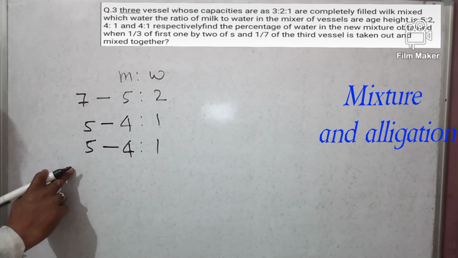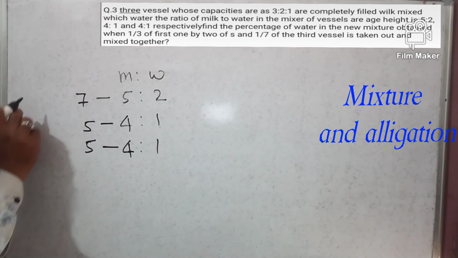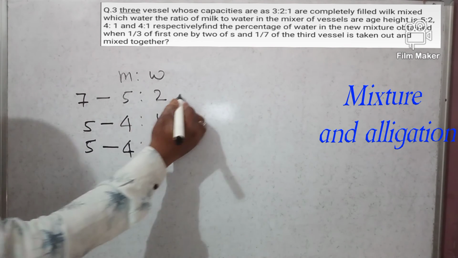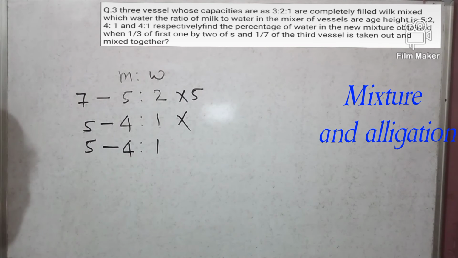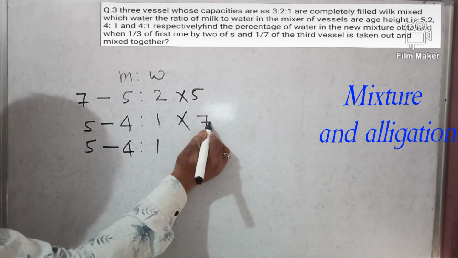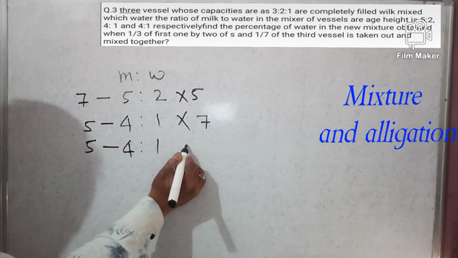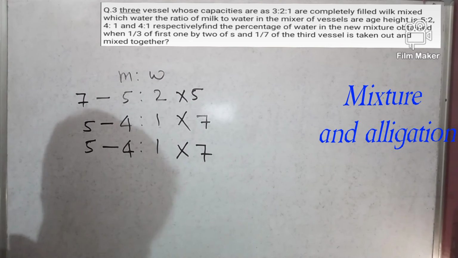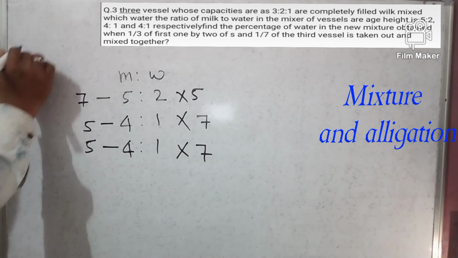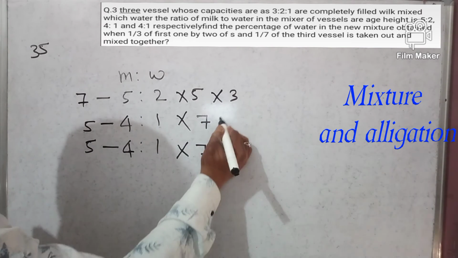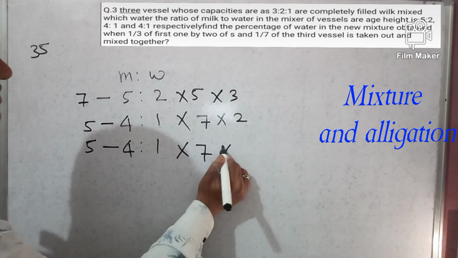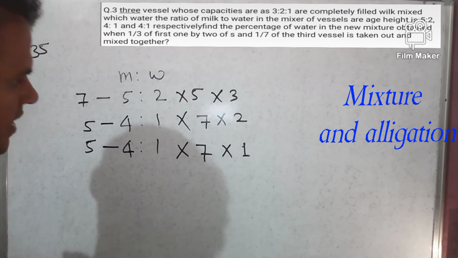These are not the same, so take the LCM, which will be 35. 7 goes 5 times, so multiply with 5. 5 goes 7 times, so multiply with 7. 5 goes 7 times, so multiply with 7. The LCM of 7, 5, 5 is 35, right? And the capacities are first container 3, second container 2, and third container 1.